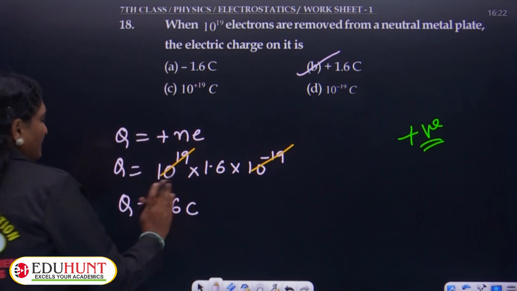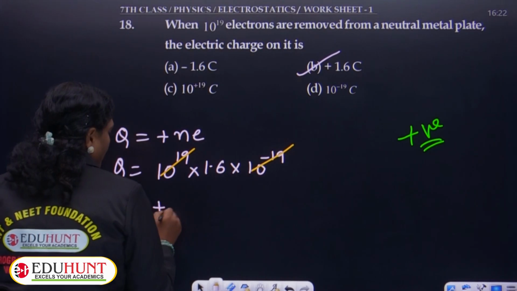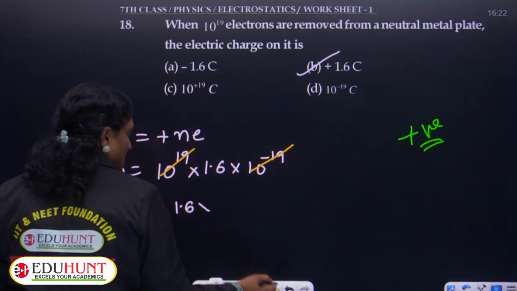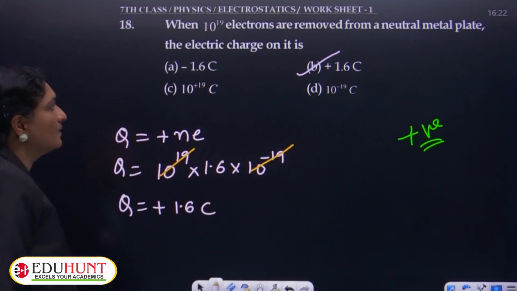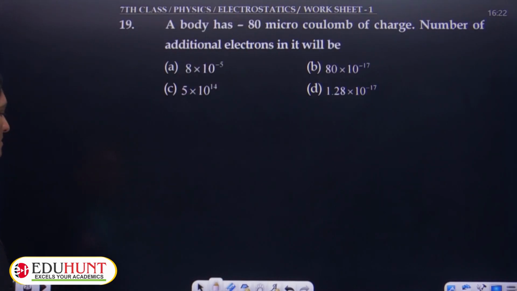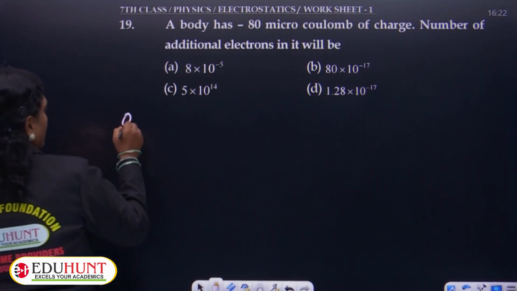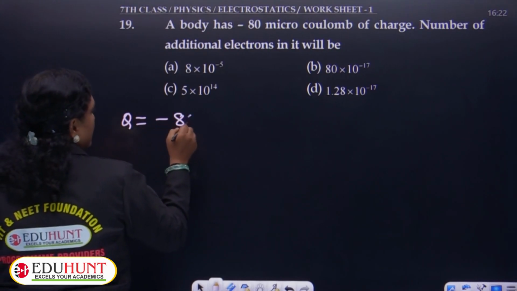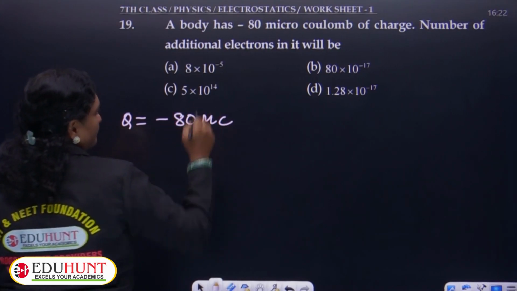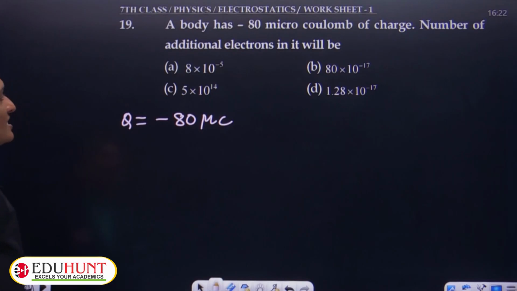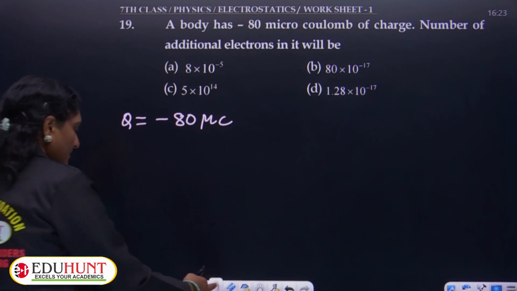Let me write it clearly: plus 1.6 coulomb. Let us move to the next question, children. This is the 19th question. A body has minus 80 microcoulomb of charge. Given the value of Q as minus 80 microcoulomb, the number of additional electrons in it will be? You are asked to find the number of electrons, the value of N.